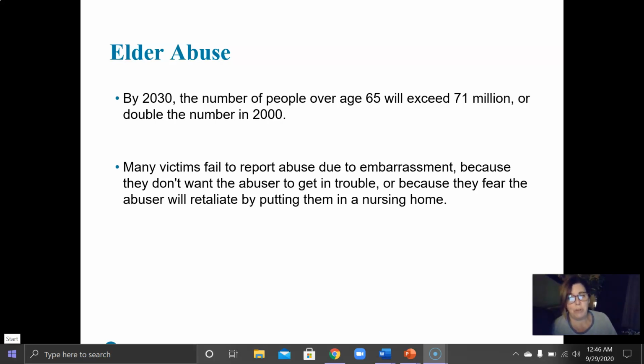By 2030, the number of people aged over 65 will exceed 71 million. It's going to double from the number in the year 2000. We need to start taking care of our elderly. It's really, really important to reduce this abuse and neglect.